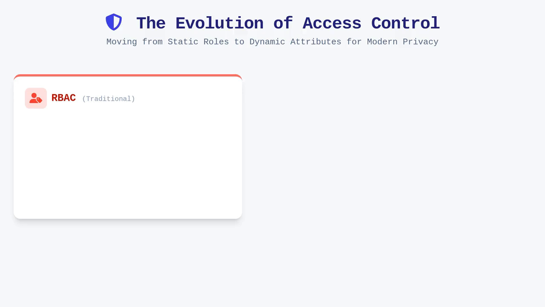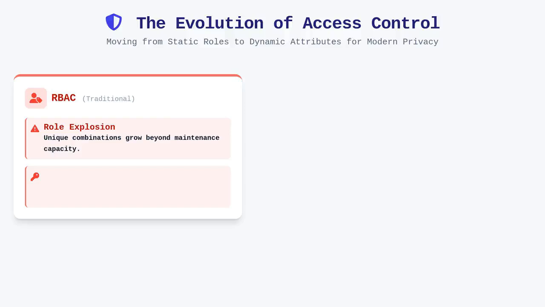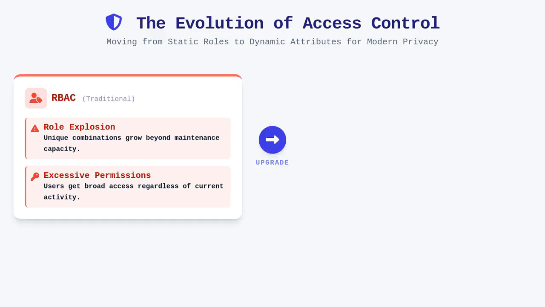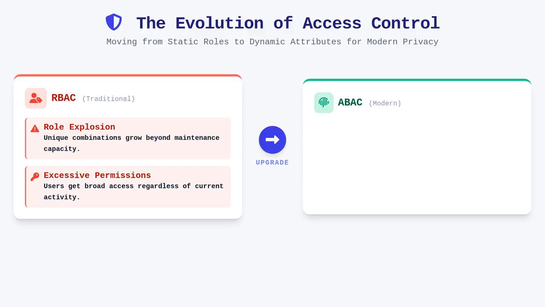Role-based access control has been a historical staple in enterprise security, yet it often falls short of the privacy requirements mandated by modern regulations. The primary issue with traditional roles is role explosion, where the number of unique combinations grows beyond maintenance capacity. When a role is assigned, it often grants excessive permissions that a user only needs for a fraction of their daily activities. To mitigate this, we should look toward attribute-based access control as the superior alternative for privacy-sensitive environments.